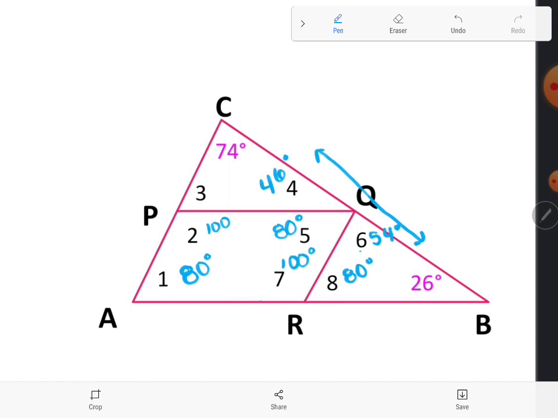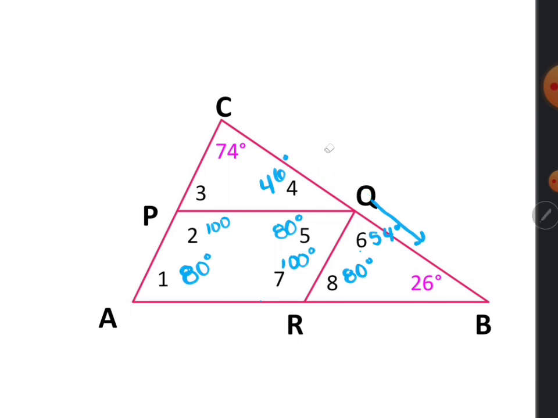Next, we can solve for our small triangle up near the top of the figure. We can do 74 plus 46, which will give us 120, and then all we need to do with that is subtract it from 180, which will give us 60. So angle 3 will be 60 degrees.